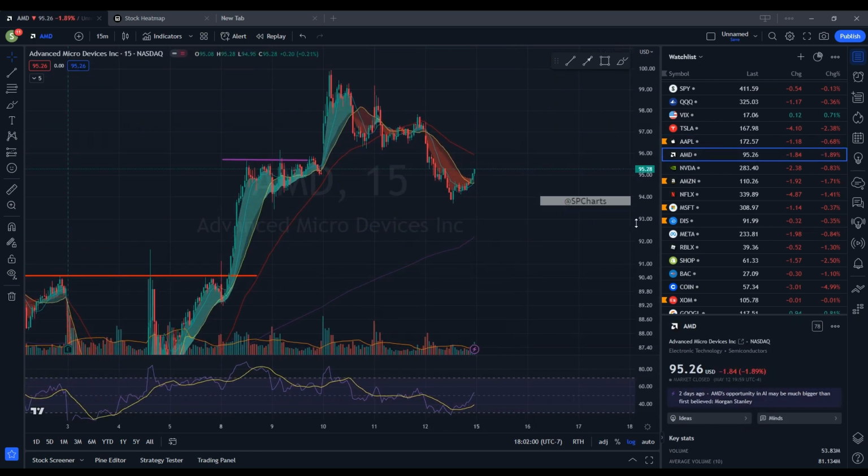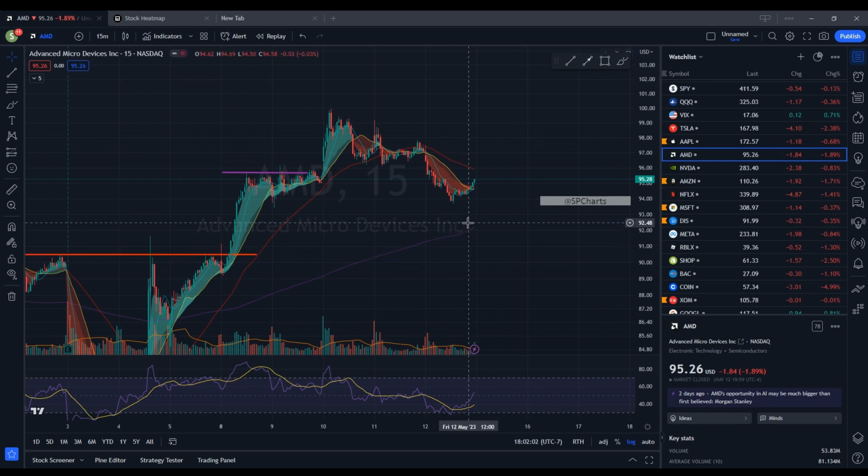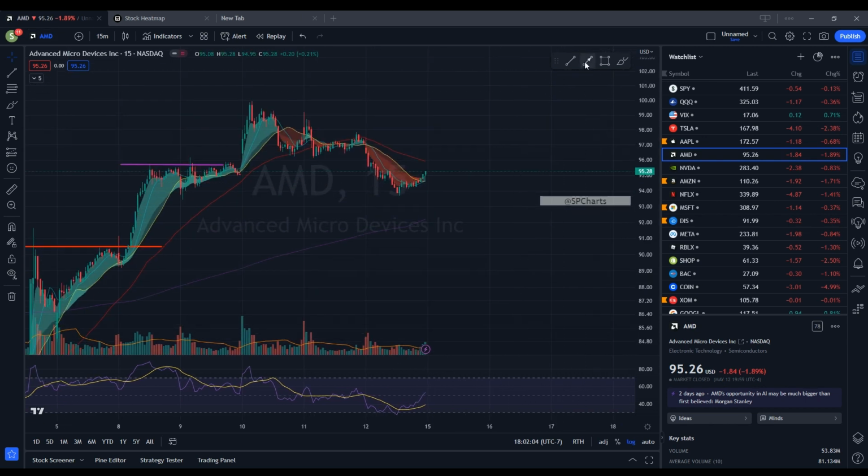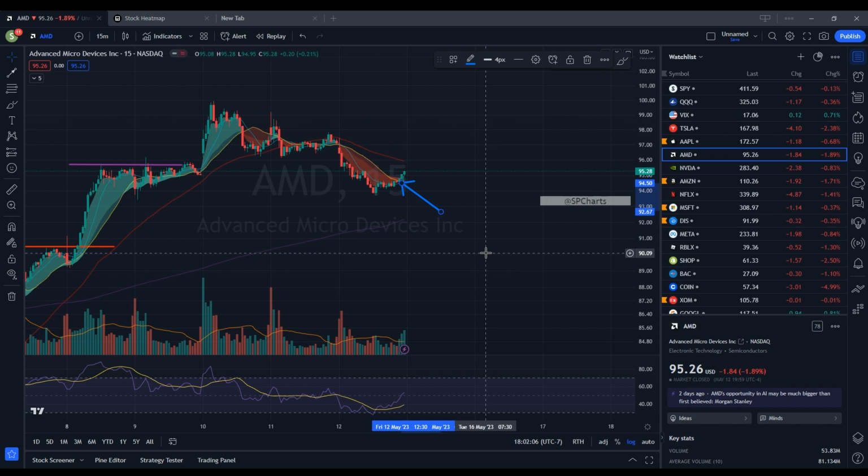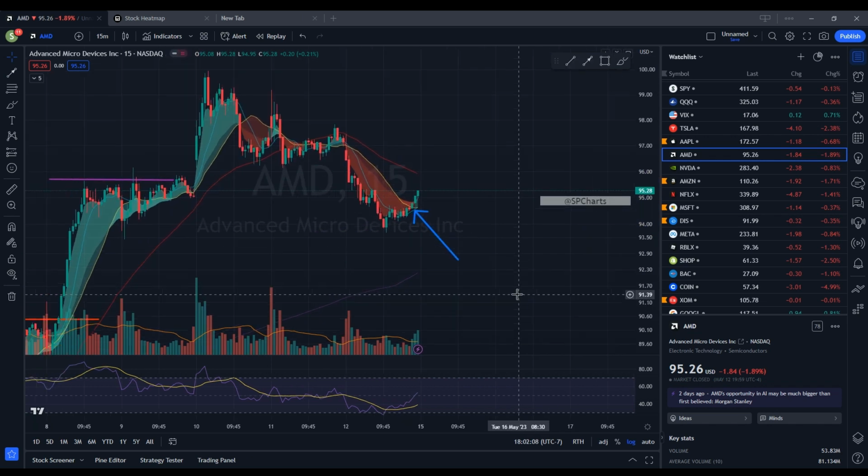For AMD, it did break this EMA on the 15-minute. I know we've been talking about this, and this used to be one of my favorite indicators, but it just hasn't been playing out recently. So it broke here, just stagnated, went back up right there, and it didn't really create any moves. So I'm staying away from this.